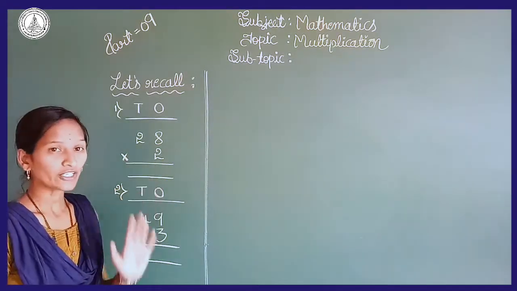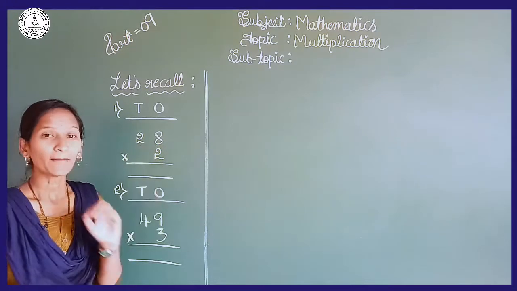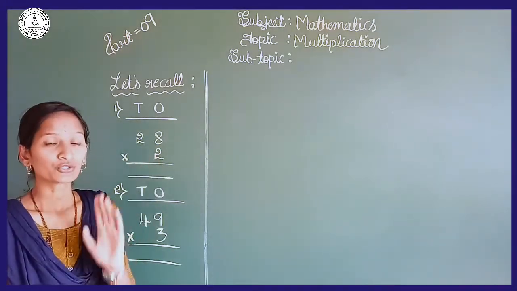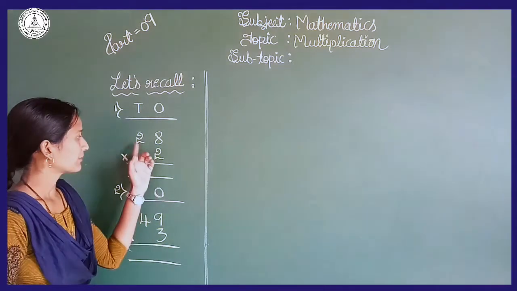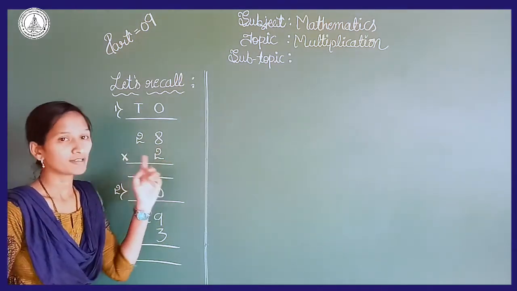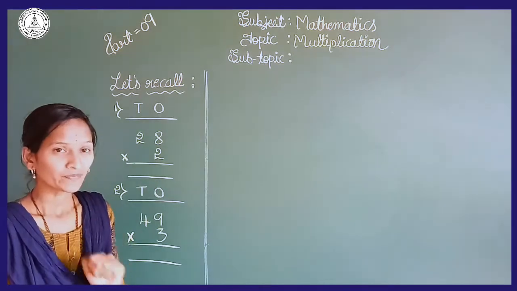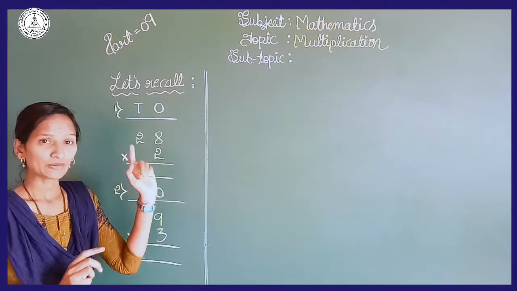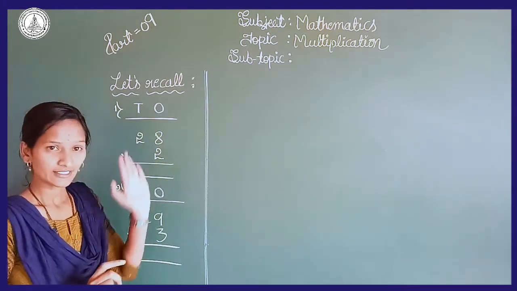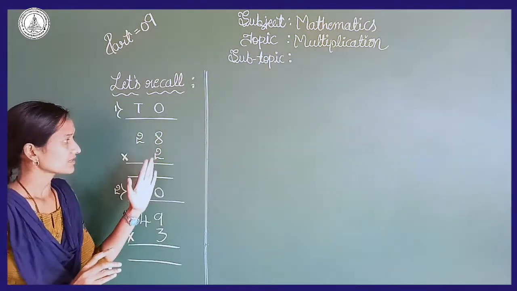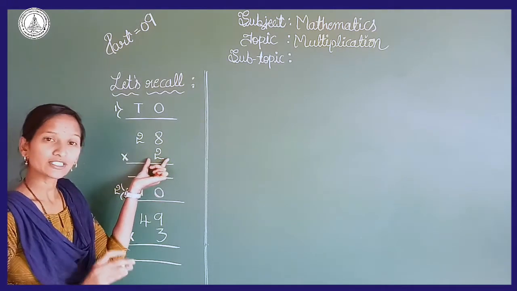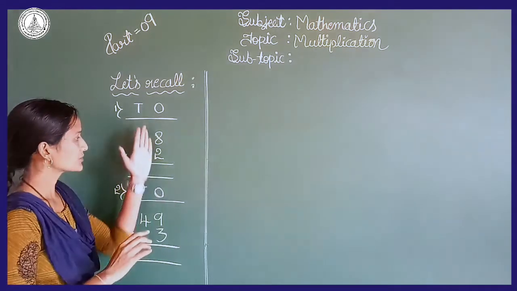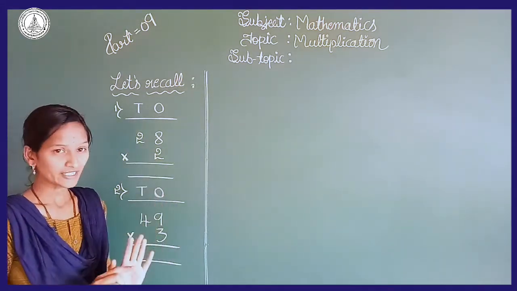Already you know this 28 is called the multiplicand, and 2 is the multiplier. You always multiply the multiplicand with the help of the multiplier. First you always start from the ones place value, after that tens, right? See here the first one. Here 2 is the multiplier. If you know the table of 2, you can solve this problem very easily, right?